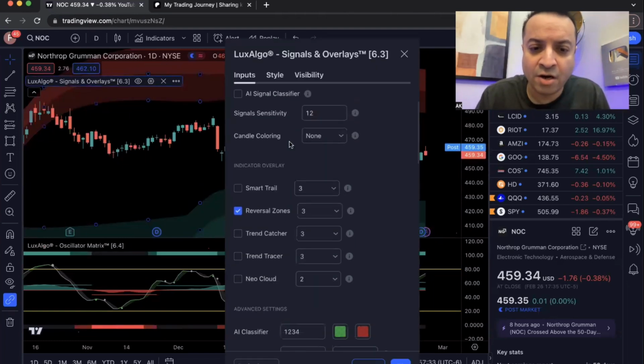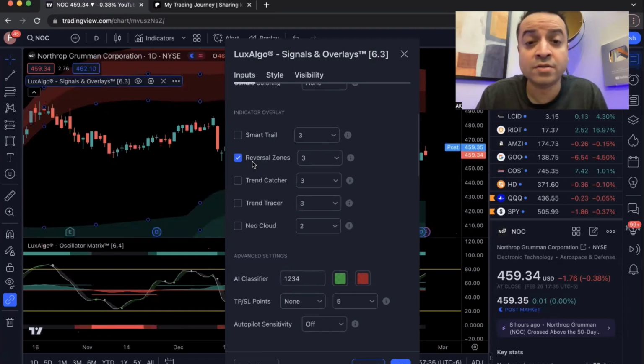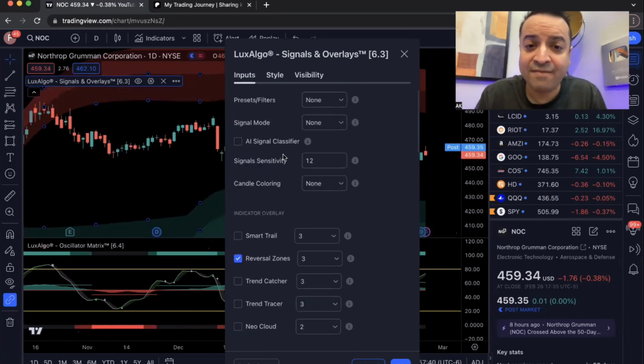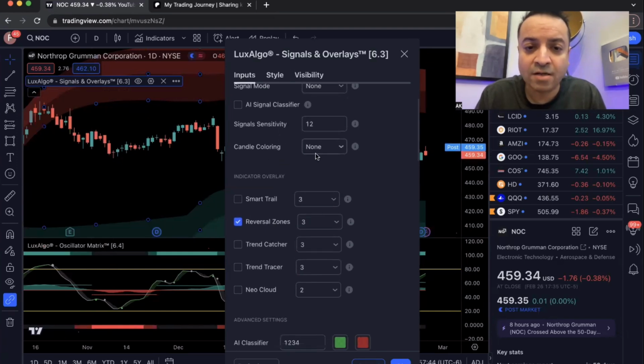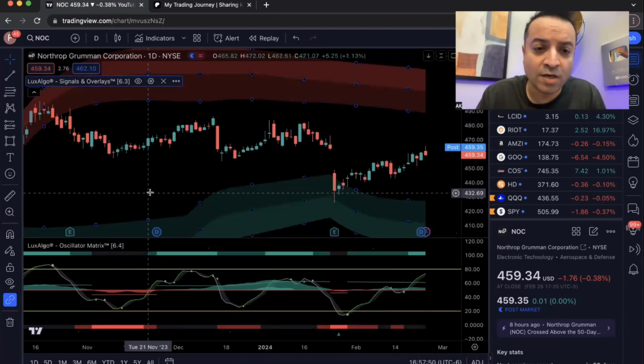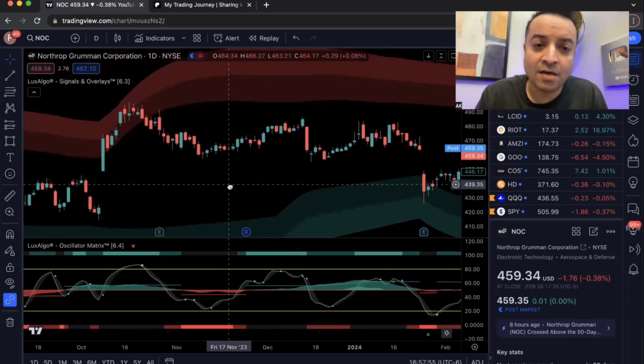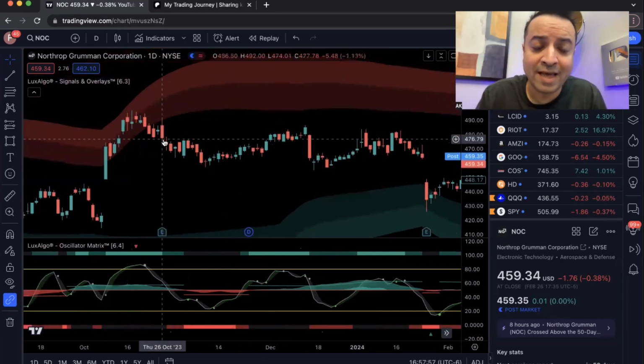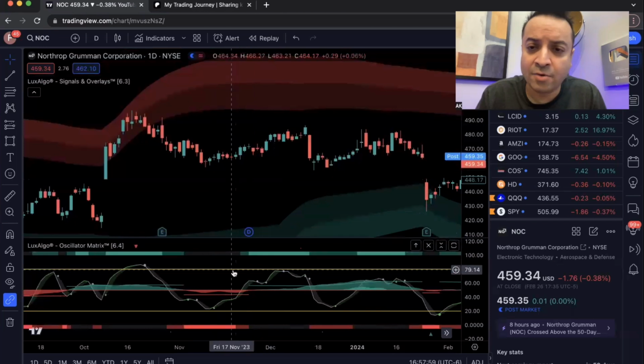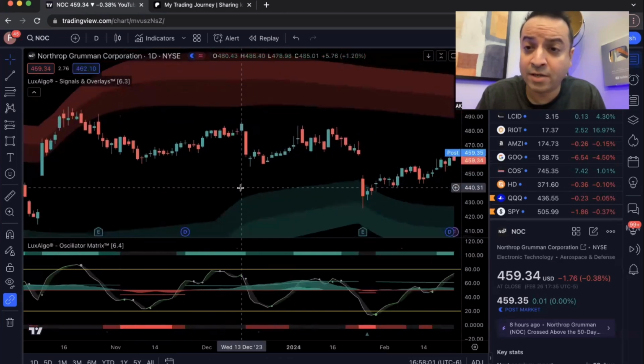I turned everything off. The only thing I wanted to see was reversal zones. That's it, okay? So for the signals and overlays, I had everything off. Preset filters off, none. Signal mode, none. Candle coloring, none. All the overlays off except for reversal zones, okay? Because I wanted to see where the reversal zones were on here because the last time Northrop Grumman hit one of the reversal zones and came back using the oscillator matrix with it, that was a winning trade as well.